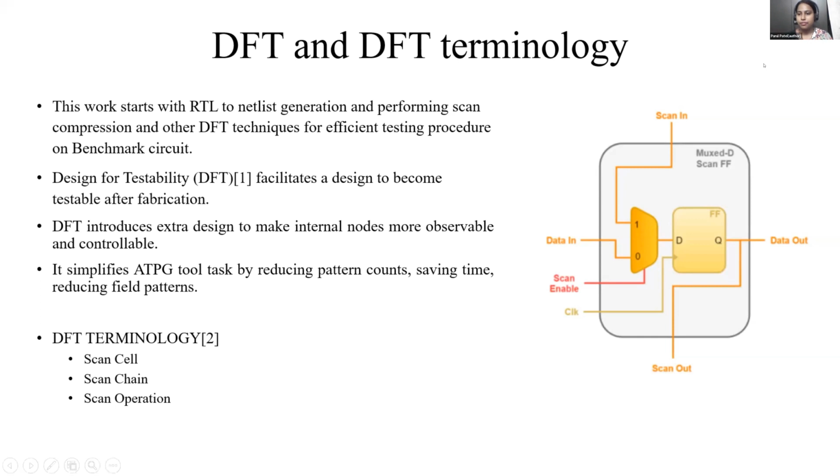For example, a flip-flop. So in this, what we do is we just precede a flip-flop by a mux, as you can see in the diagram on the right. This mux will make this flip-flop a testable one, and this entire combination is termed a scan cell. What we are doing is preceding a mux before a flip-flop.